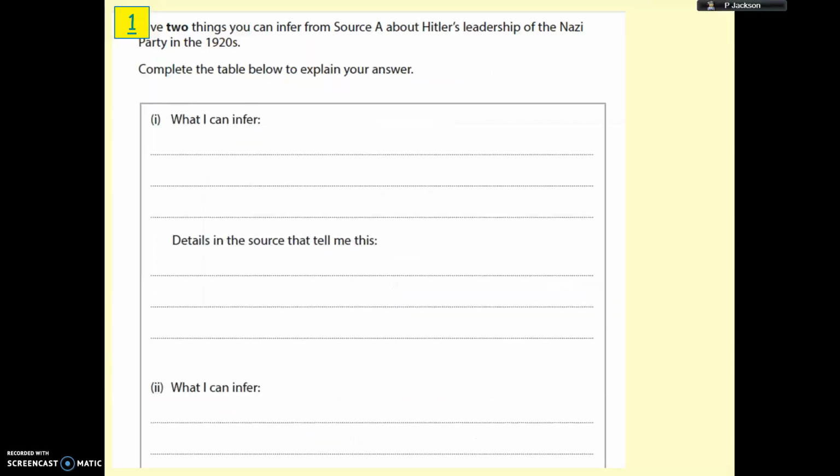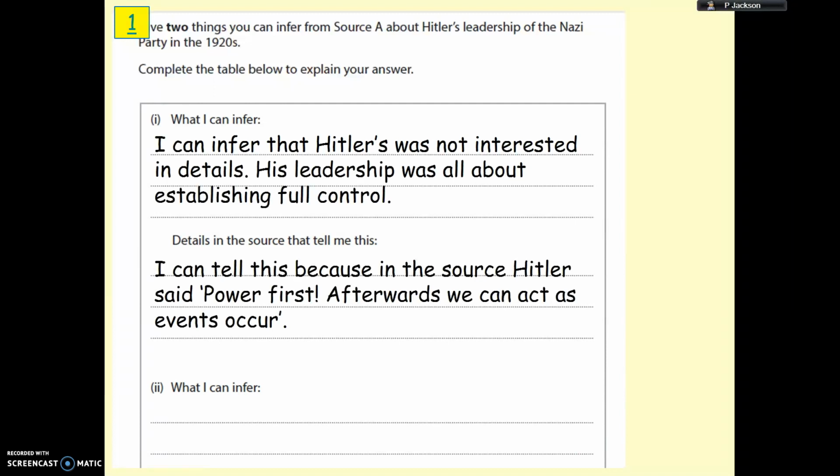In the exam booklet, they actually direct you towards making your inference and then saying what the details in the source are. So you write your inference in here and then the details in the source that tells me this. Note that they only give you a few lines, so please don't write too much for this question. You want to kind of get in and out on this question. 6 marks, 6 minutes maximum, and then you can get on to some of the longer questions. So there will be an example answer.